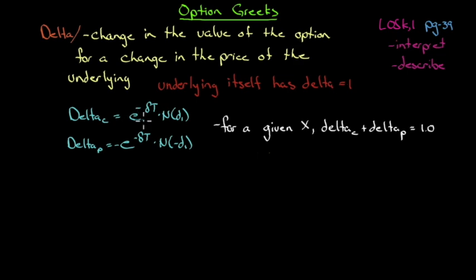So delta sort of looks like this. Delta for the call, delta for the put, and this doesn't look very appealing at all. e to the negative delta T, this is a lowercase delta up here as opposed to uppercase delta, on both of them. The call, of course, N(d1). The put, N(negative d1).